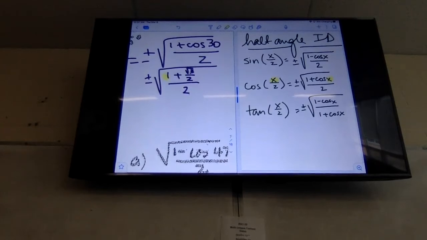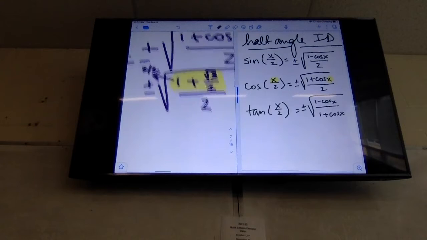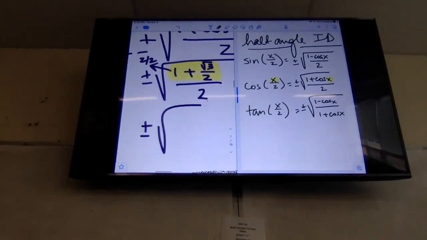We'll start by simplifying that numerator. We're going to combine 1 plus root 3 over 2. 1 is the same thing as what with a fraction? How can I make those have like denominators? Fine, 2 over 2. So if I think of 1 as 2 over 2, then I can do 2 over 2 plus root 3 over 2, which is just going to be 2 plus root 3 all over 2.